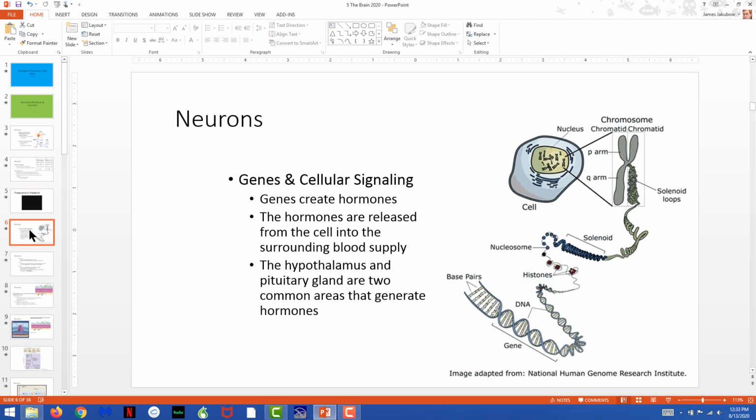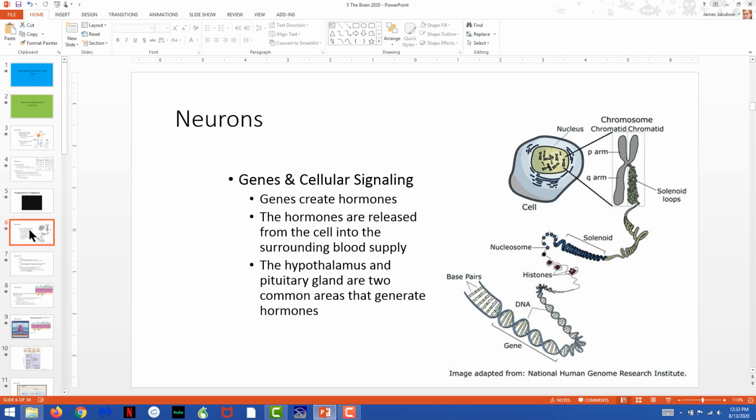Genes are going to create hormones, as I've already mentioned. The hormones are going to get released from the cell into the surrounding blood supply. In most cases, when you're talking about hormonal activity, probably the thing that should jump out at you initially, your first thought, is going to be your hypothalamus and your pituitary. And in fact, I'm sure you've heard of the hypothalamic pituitary axis. It's going to be the location for most of the hormones that you talk about related to psychology.